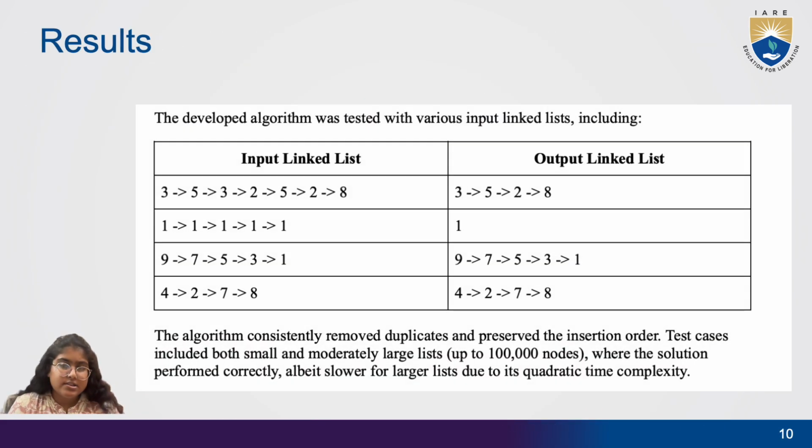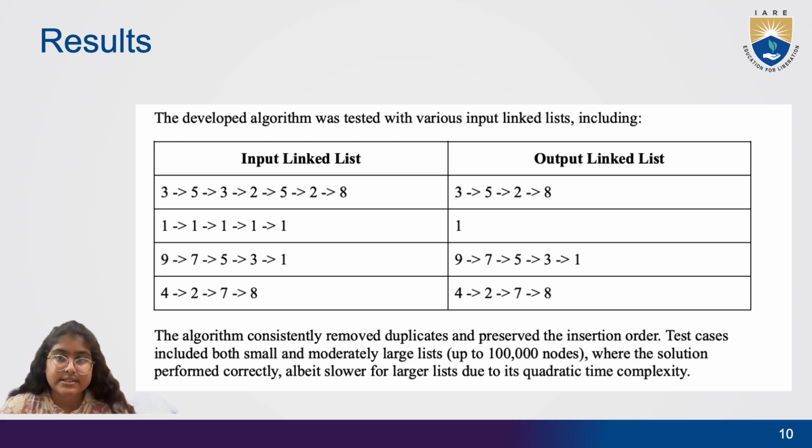Now, let us look at the results. The algorithm consistently removed duplicates and preserved the insertion order in all the tested cases. Some examples include an input of 3532528, which gave an expected output of 3528. Next, this input is all duplicates, which is 511111, which also gave an expected output of 1.